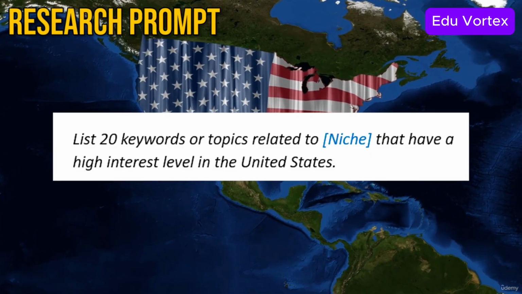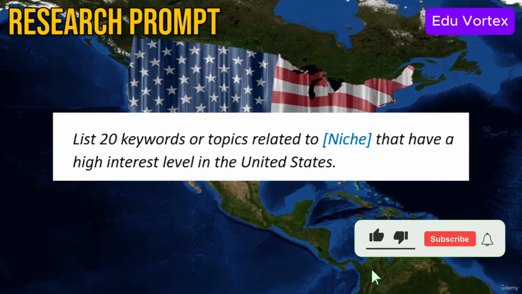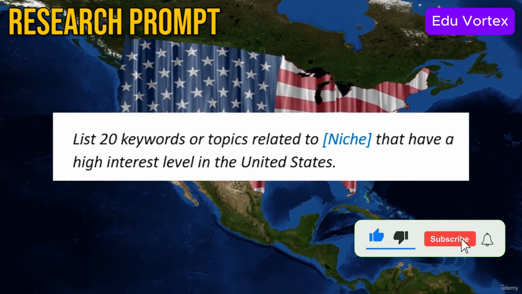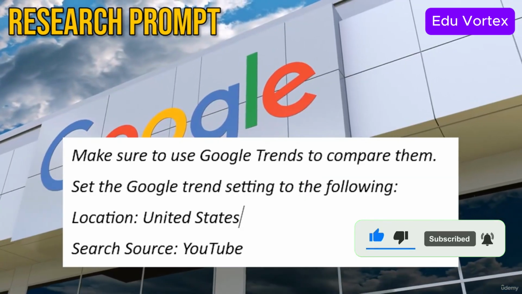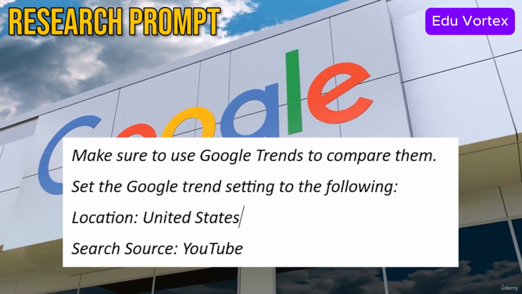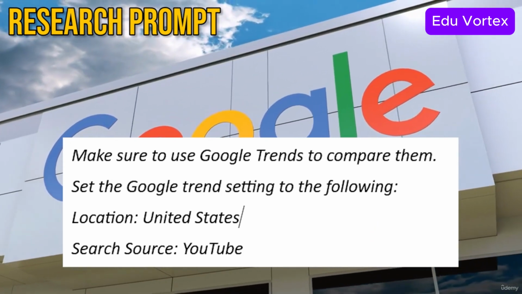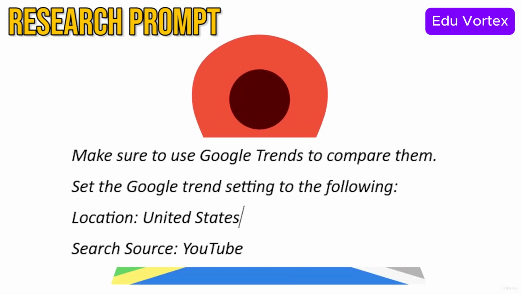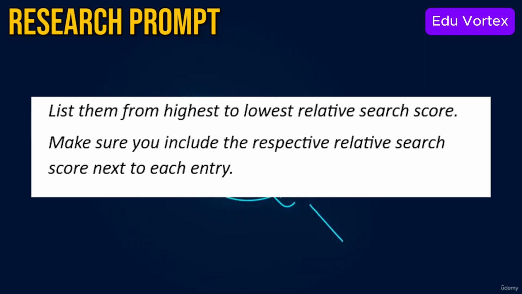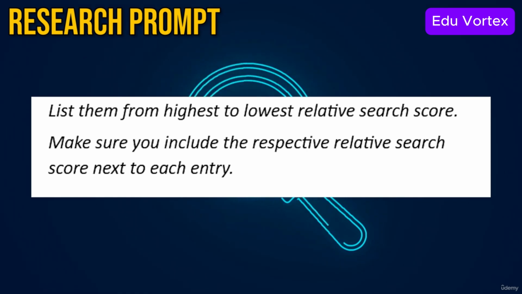List 20 keywords or topics related to niche that have a high interest level in the United States. Make sure to use Google Trends to compare them. Set the Google Trends settings to the following: location, United States, search source, YouTube. List them from highest to lowest, relative search score. Make sure you include the respective relative search score next to each entry.